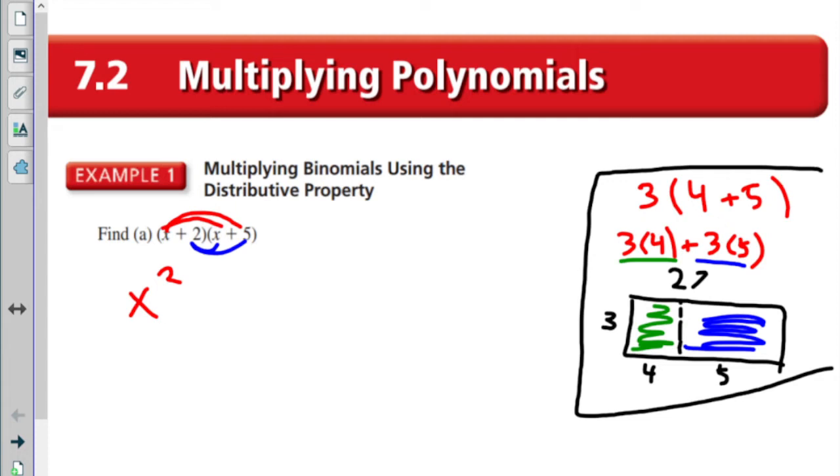All right, but let's keep distributing here. We have x here times 5. Well, they're both positive, so that's going to be a positive. And then we have x times 5 is 5x. So that is distributing my x across my x plus 5.